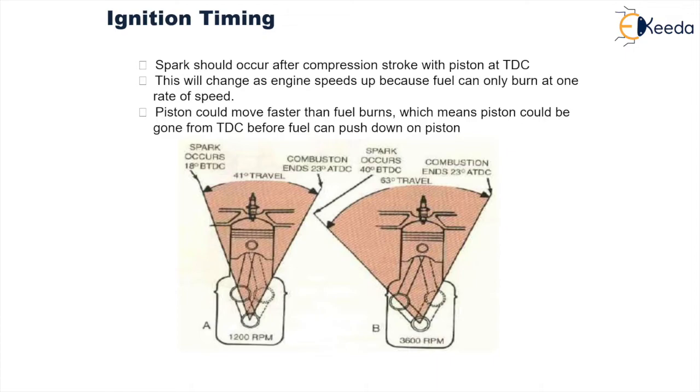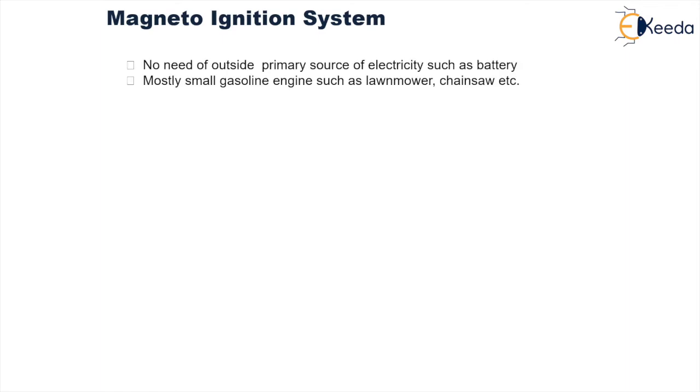Okay, let us go on a bit further. Now let us see another type of ignition system, which is the magneto ignition system. In this case, you don't need an outside primary source of electricity such as a battery, which was being used in a battery and coil type of ignition system. This magneto ignition system is primarily applicable in small gasoline engines such as lawnmowers, chainsaws, etc.